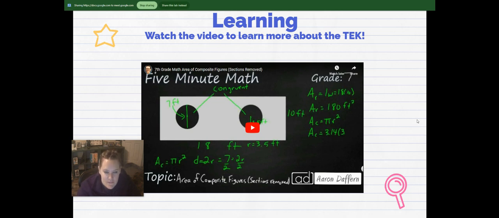So for composite figures, there's adding all of the shapes up. And that's called the additive property. We're just adding them all up. You're going to have some questions that are going to require you to subtract. So we're going to go ahead and watch this video on how to find areas of shapes when you have to subtract.